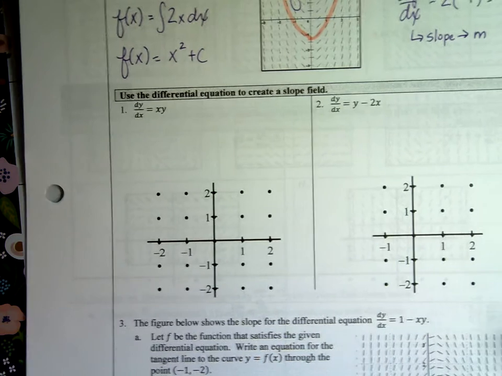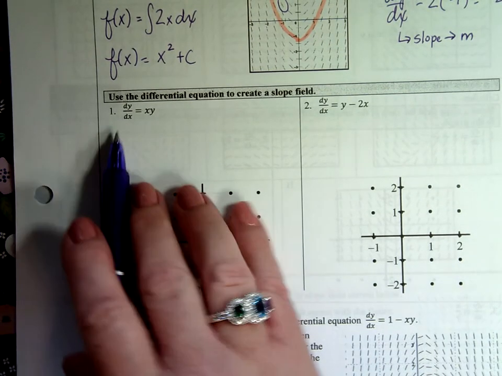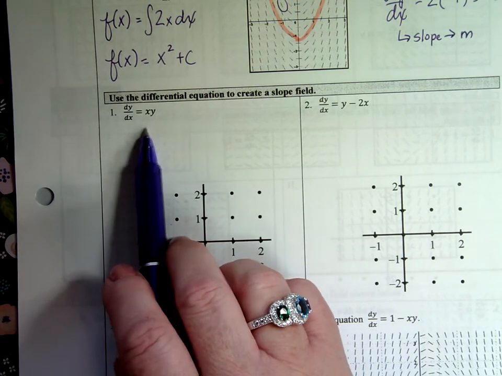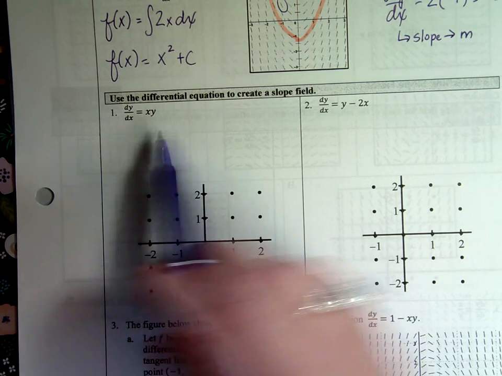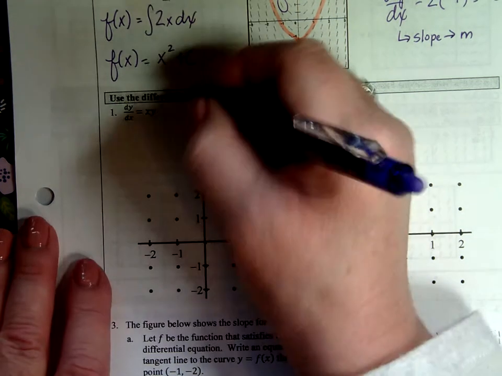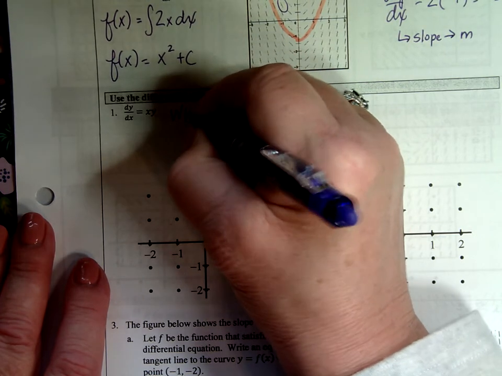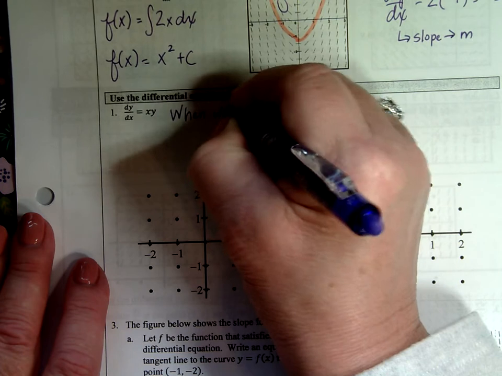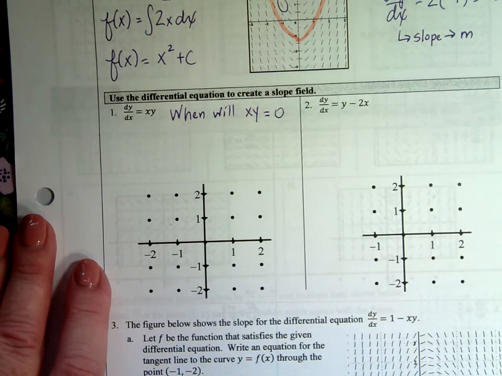Here's the first one. Number 1, use the differential equation to create the slope field. So they tell you that when you take x times y, that's going to be your slope. What would it look like on your graph? So the big question you always want to think about is, when will xy equal 0? Because if it equals 0, then my slope is 0. And if my slope is 0, they're horizontal.